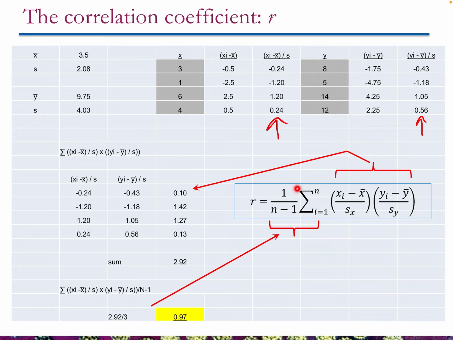Last thing we have to do is multiply that sum by 1 over n minus 1. When you multiply something like this by 1 over n minus 1, you're just really dividing this by n minus 1. So take your sum of 2.92 and divide it by n minus 1. n is 4, n minus 1 is 3. So 2.92 divided by 3, 0.97.